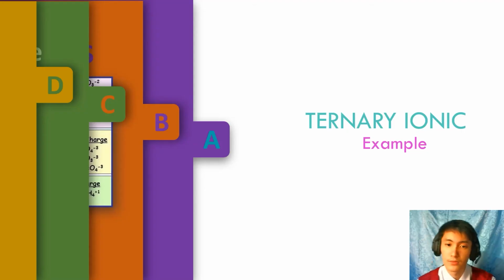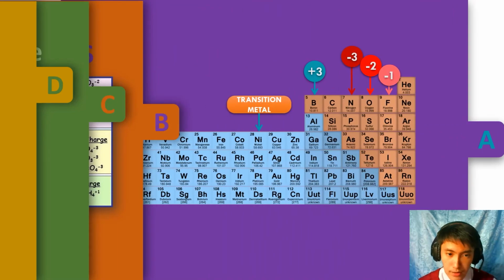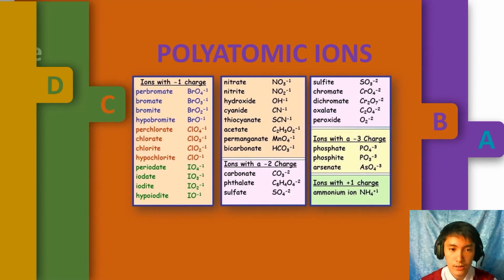Here is the example of ternary ionic compound. First, we should determine the transition metals and nonmetals. And in this example, we will use a transition metal and a polyatomic ion. Here's the list of polyatomic ions. So we have here negative 1 charge, negative 2 charge, negative 3 charge, and positive 1 charge.